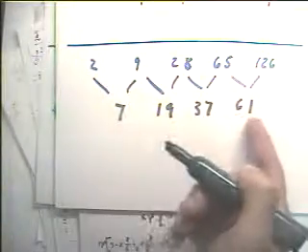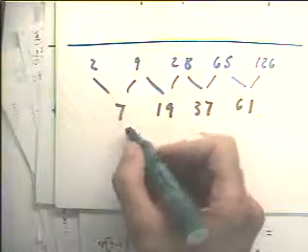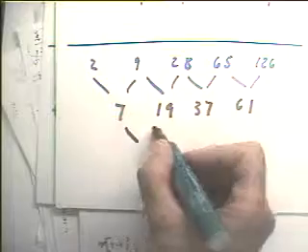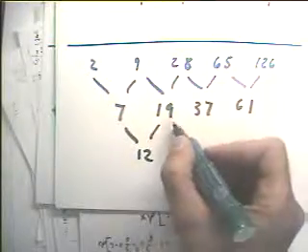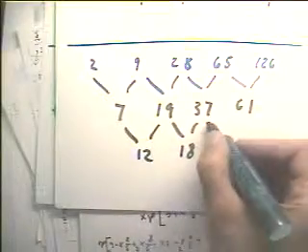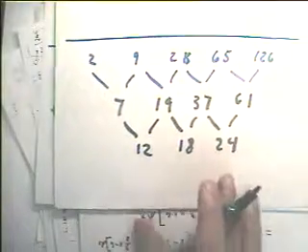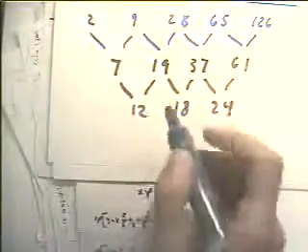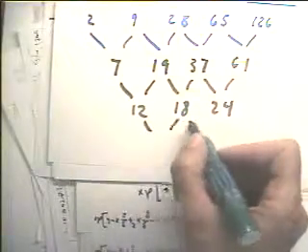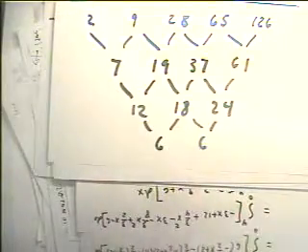Is it obvious what's going on with this sequence? Probably not. So let's take another step. The difference here is 12. The difference from 19 to 37 is 18. From 37 to 61 the difference is 24. Now at this point it might be obvious what's going on, but if it isn't, we can go one more step and see that the difference here is 6 and the difference here is 6.